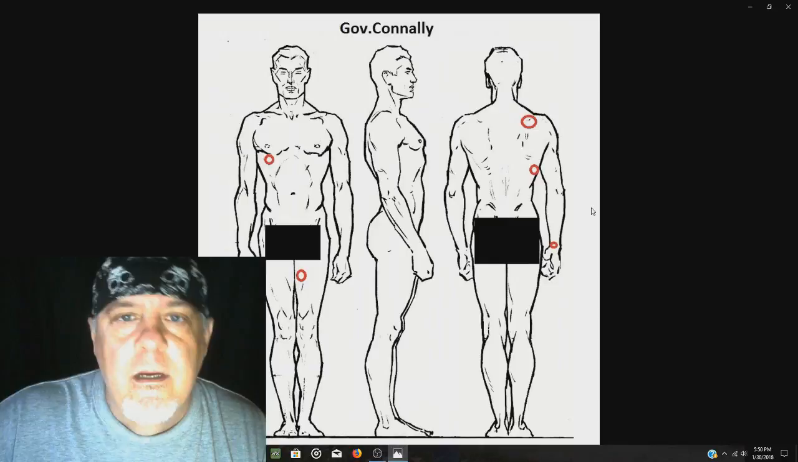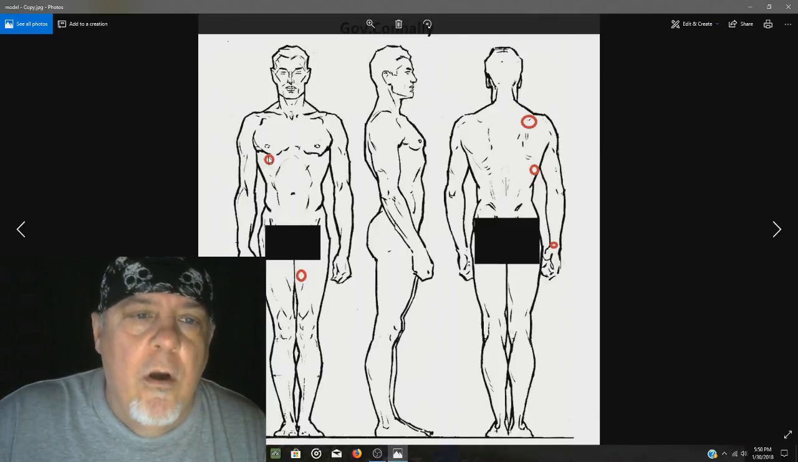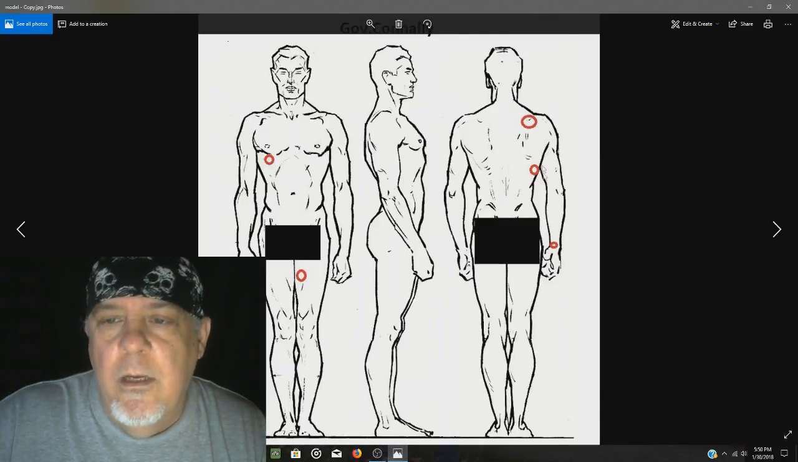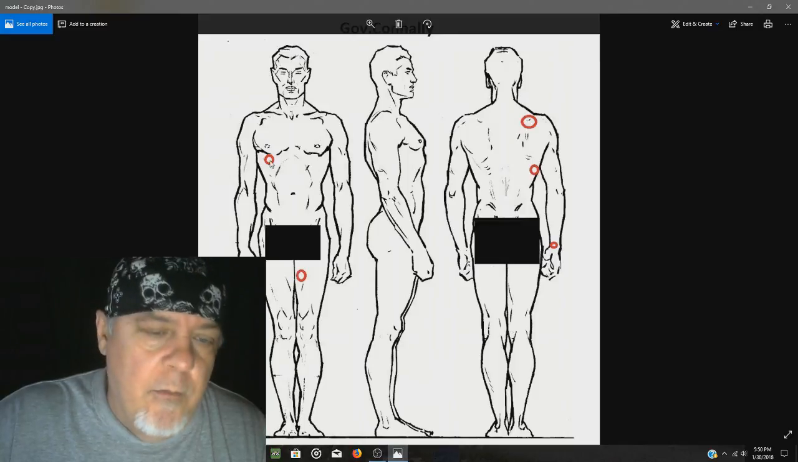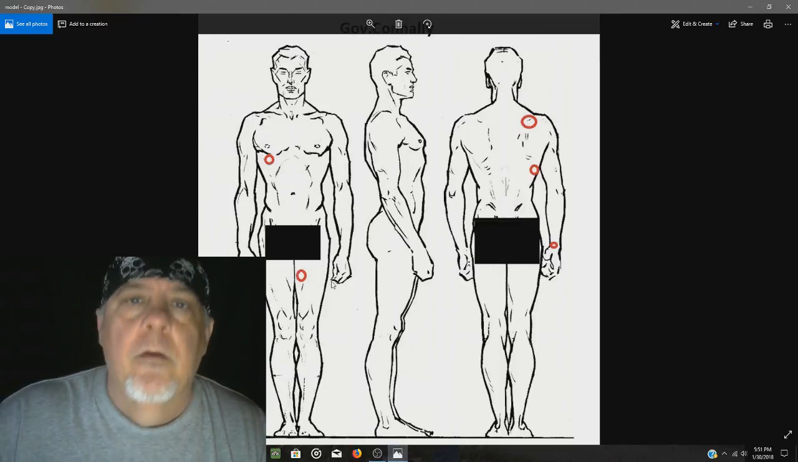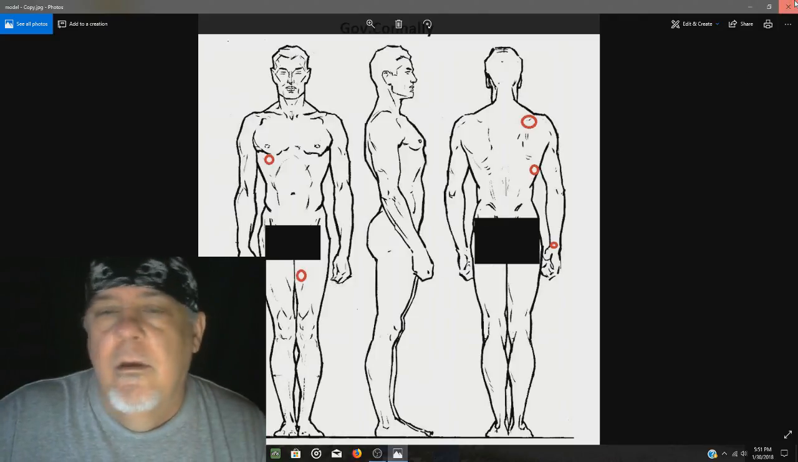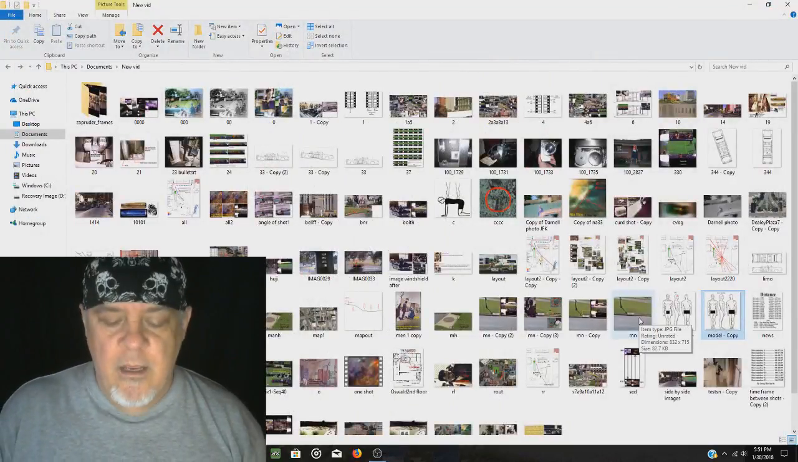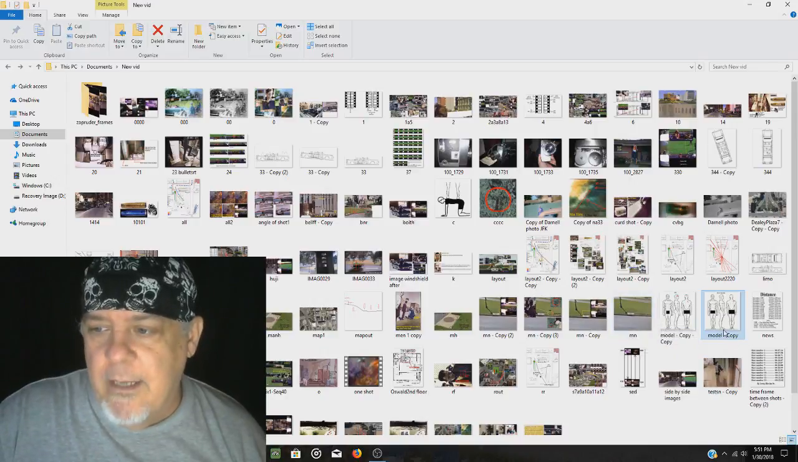When it came to Governor Connally, okay, we have a mark here, we have an entry wound here, we have an entry wound here, we got another mark here, we got one on his wrist, and then we have one on his inner thigh. Okay, we have to look at this. If we don't look at this, we say, well, one bullet could not make this much damage.